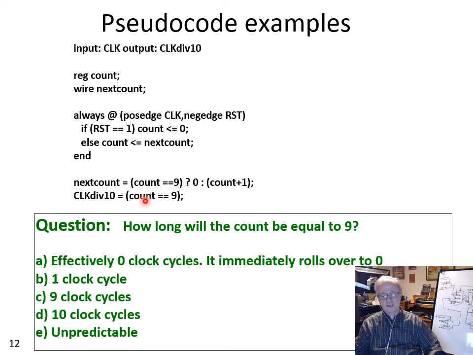And then clock div 10 just needs a simple combinational block that gives you a 1 only when the count is 9. And then you ought to be able to figure out how many bits the count and the next count are. Hopefully you decide it's 4 bits because 3 bits would only get you from 0 to 7. So you need a 4th bit to be able to count up to 9. I mean, you could count up all the way to 15, except you're not using all those values in this design.